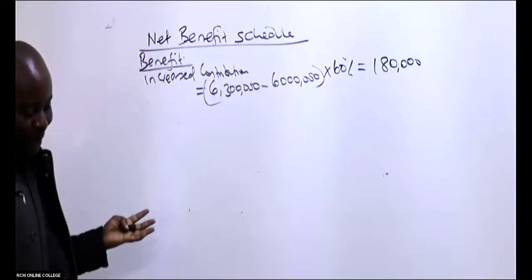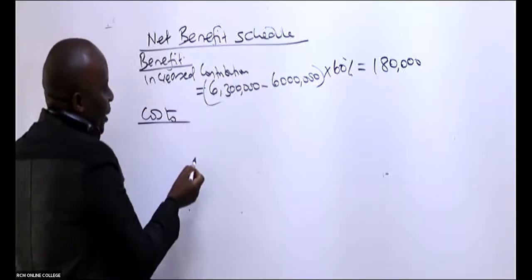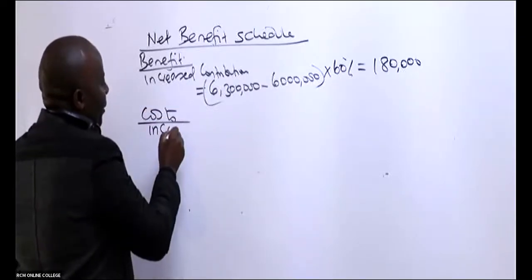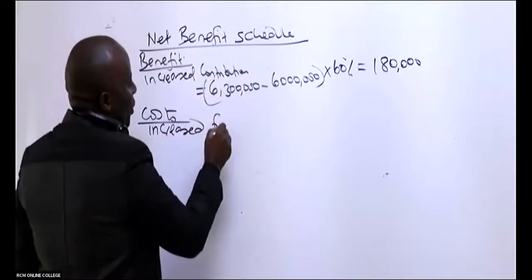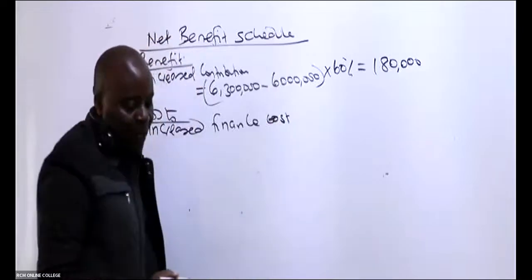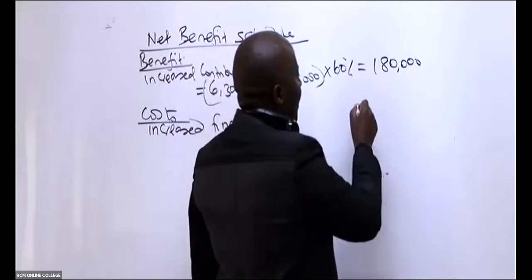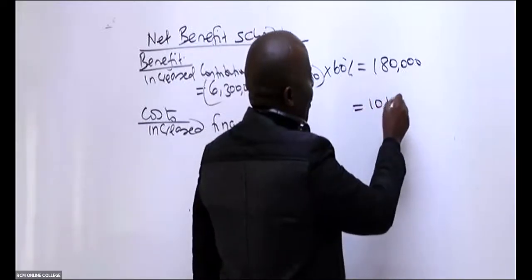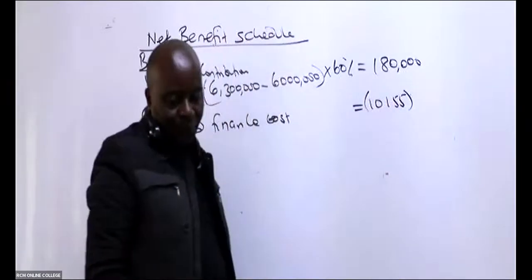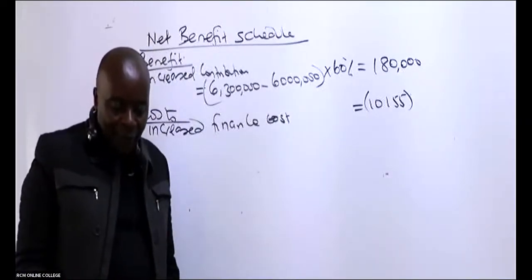So we go to costs. Costs, we can see one disadvantage. The increased finance cost, the interest. And if I remember very well, you gave me a figure of 10,155, isn't it? Yeah, 10,155.